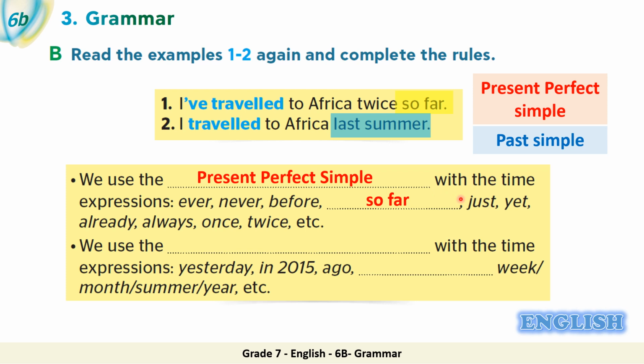Now, we have different time expressions here that go with the present perfect simple, like ever, never, before, just, yet, already, always, once, twice, and etc. Now let's check the second point. Who can complete the blanks in here? Well done. We use the past simple with the time expressions yesterday, in 2015, ago, last week, or last month, or last summer, or last year, etc. Now, these time expressions are very important to help you find the correct answer.